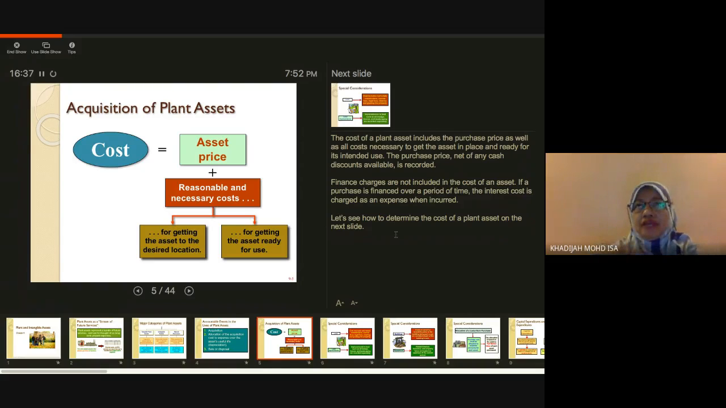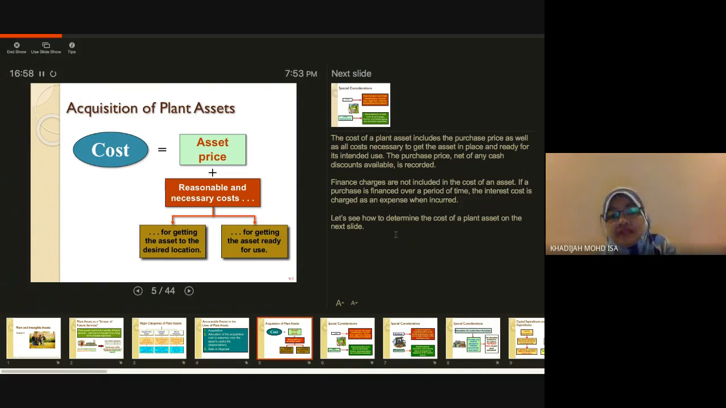For example, if you purchase an asset, you have to take up a loan on the asset, right? In order for you to take up the loan, for example, let's say the asset costs you 100,000 ringgit, you take a loan from a bank, and you have to pay interest charges on that. We call it finance charges, right?